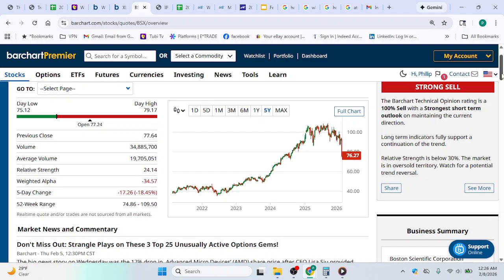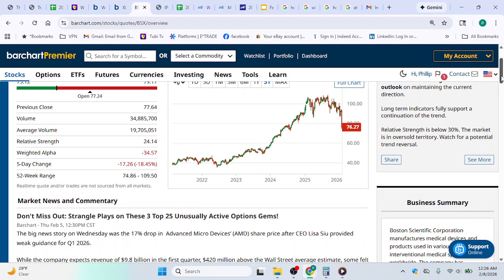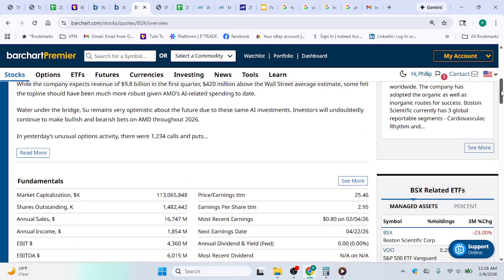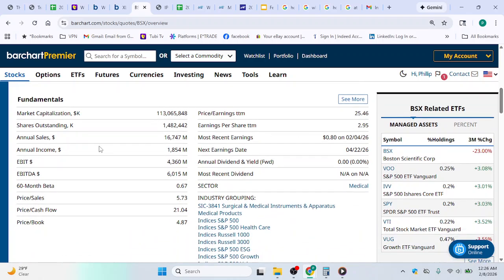But another interesting thing about this summary page is that over here you'll have some news, but you also have a business summary of what Boston Scientific does. You'll have some fundamentals on the company, like market cap, shares outstanding, annual sales, annual income, and some other accounting terms like EBIT and a beta number. But here are some of these ratios.